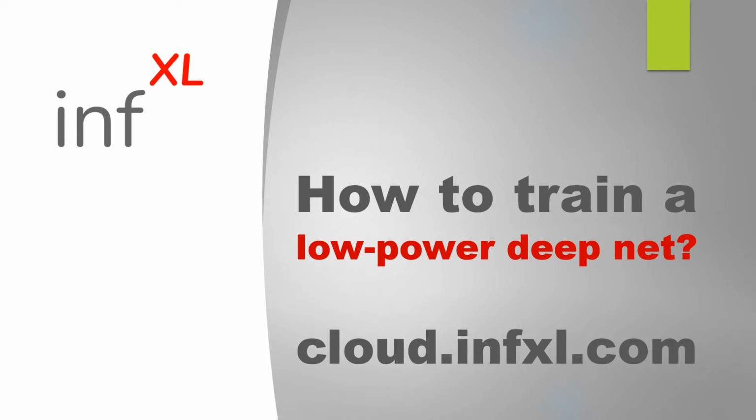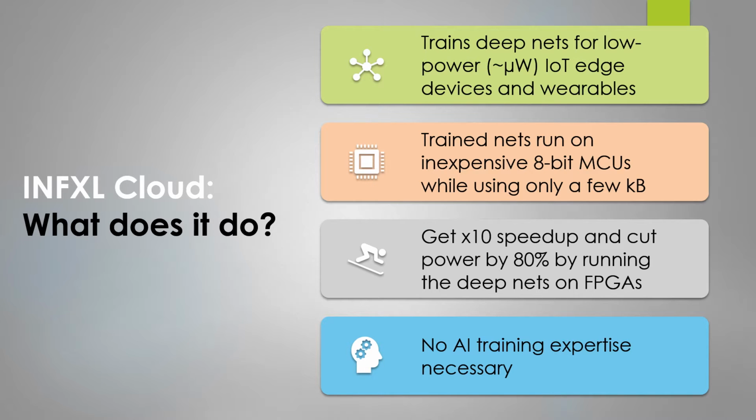Question: how do you train a deep net that operates on very little power? Such ultra-efficient deep nets are essential for IoT edge devices. You can use Infexel Cloud to train deep nets that consume power in the microwatt range, and they run on inexpensive 8-bit microcontrollers. On FPGAs, they run 10 times faster while consuming 20% of the power. And you don't need to have any background in AI to develop deep nets on Infexel.